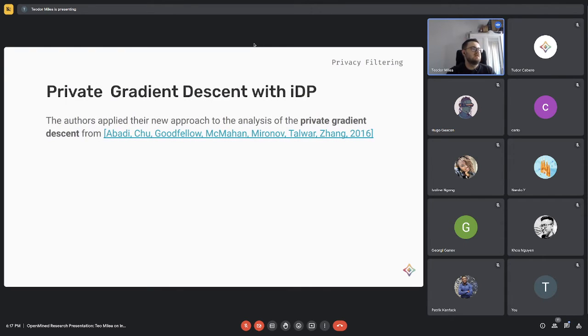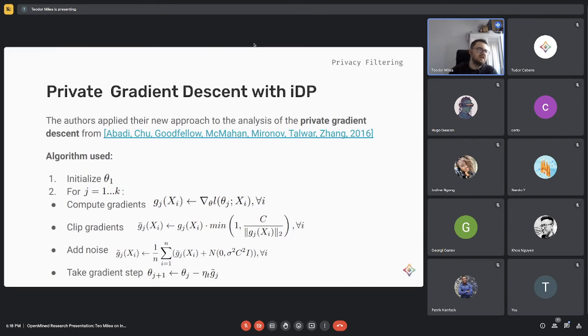Now we will take a look at one of their experiments, which was private gradient descent with RDP, and they used a setting from this paper. But the overall idea is pretty simple: you clip the gradient and you add the noise. So here you can see we've initialized the parameters, of course, arbitrarily. And now after we compute the gradients, we clip them. But very interestingly, we only clip them if the norm is bigger than our range C.